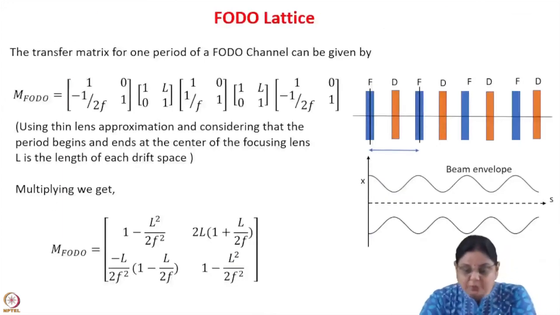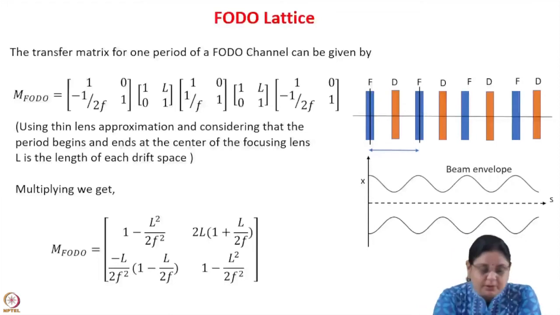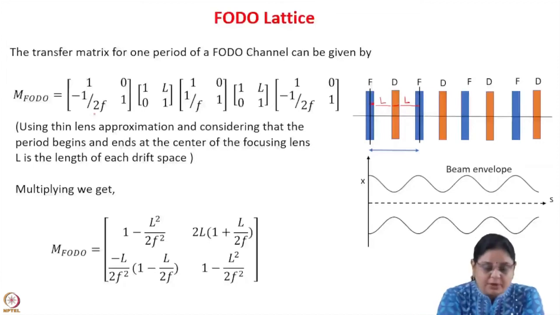Now let's consider a FODO lattice again. The transfer matrix for one period of a FODO channel can be written like this. Let's consider half of a focusing quadrupole followed by a drift space of length L, then one full defocusing quadrupole followed by another drift space of length L, and then half of another focusing quadrupole. We can write the transfer matrix. We are using the thin lens approximation here.